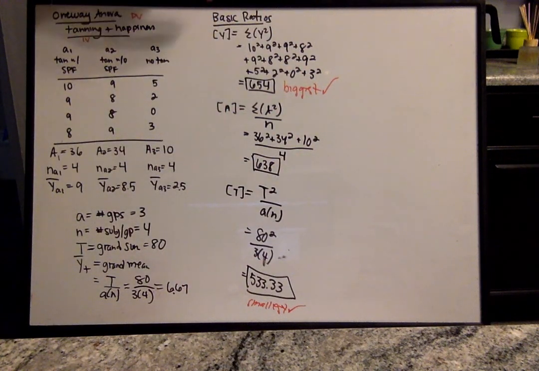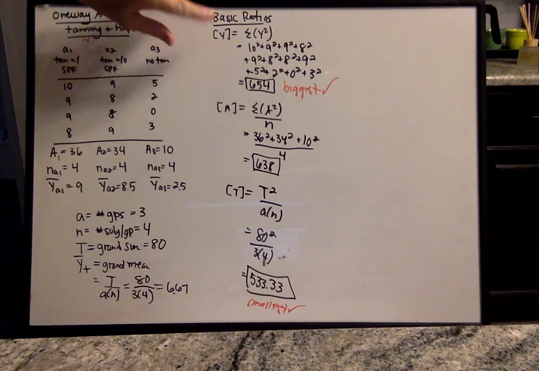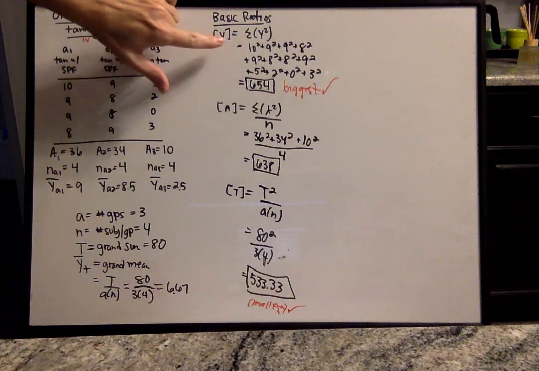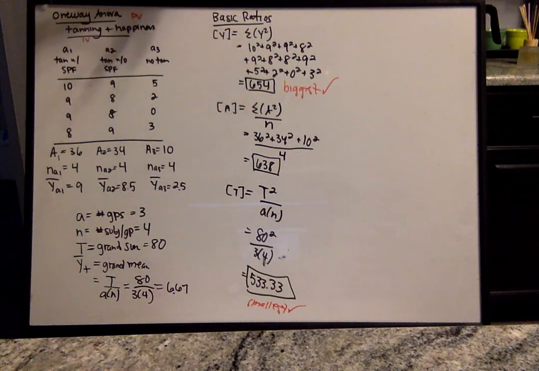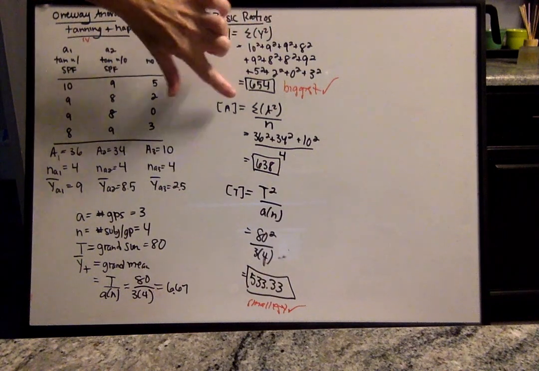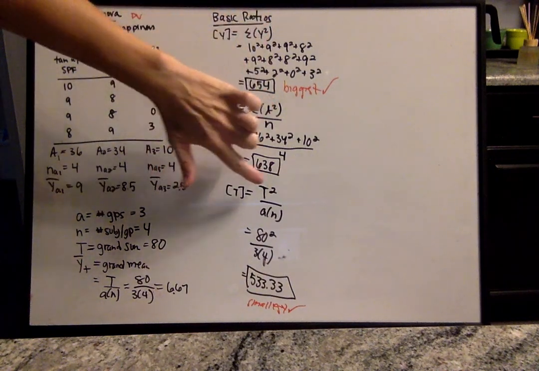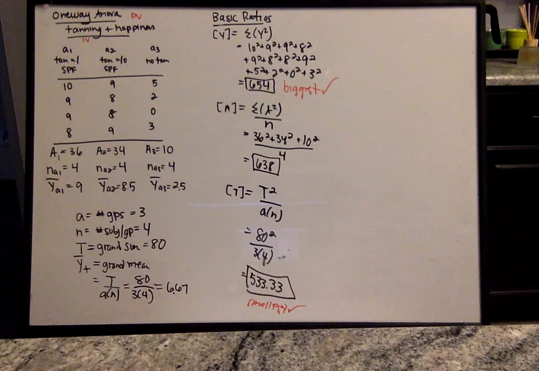one last thing, and this will come in handy later on when we do other ANOVAs. The rule of thumb with basic ratios is whatever's in the brackets, you're going to square. So basic ratio for y, there's y in the brackets, you're going to square the y's. A, you're going to square the a's. T, you're going to square the t. So in the next video, we're going to go through sums of squares, hopefully through the end of the problem.